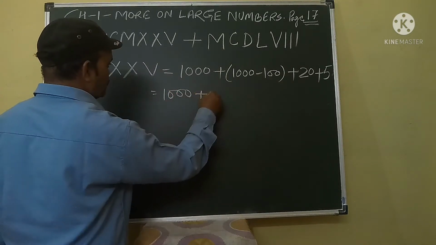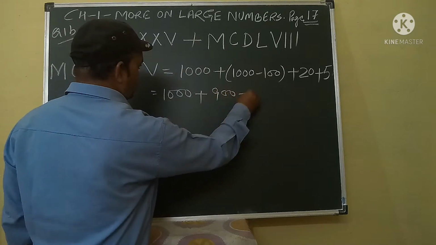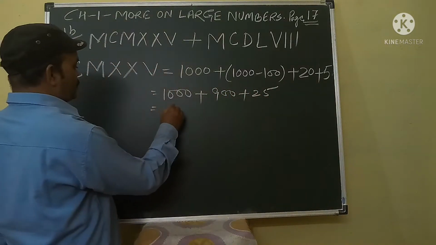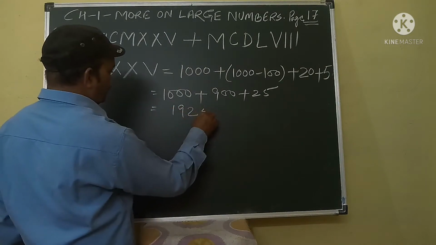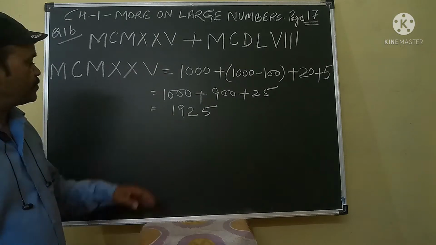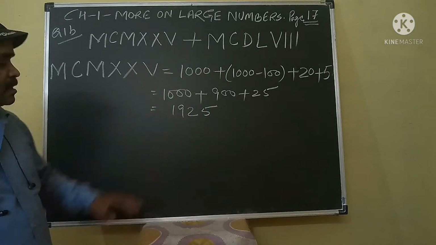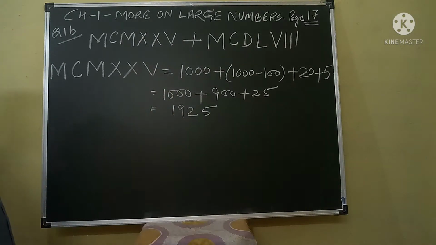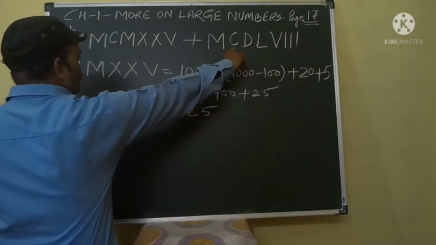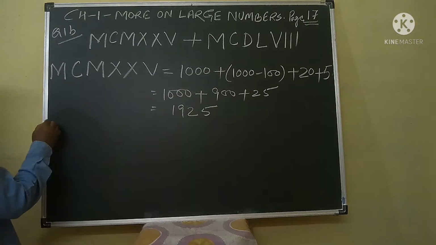1000 plus 900 plus 25 will give you, after adding, 1925. Okay. Then after, we will discuss it is the symbol of which natural number.